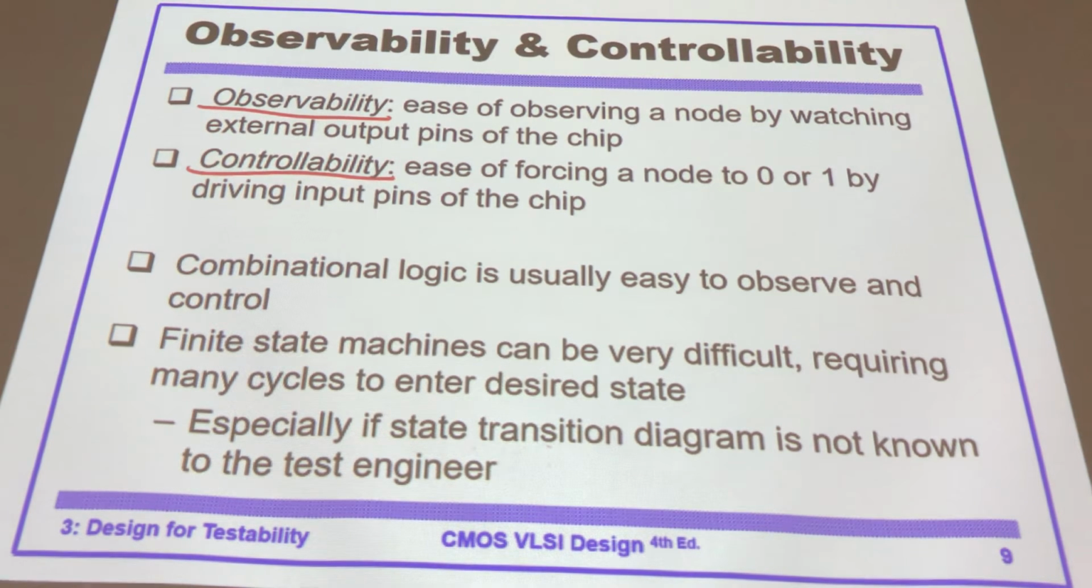Why? Provide some pattern, you can force some signal point to be 0 or 1. And you can look at the output, we can reason that something is wrong with some point on the inside, right? A finite state machine or sequential machine can be very difficult, requiring many clock cycles to enter the desired state. It's not easy to drive some signal point to be 0 or 1 because it might go through 100 or 1,000 clock cycles to get to that point. Especially when the chip is very complex, and the state transition diagram is not known to the test engineer.